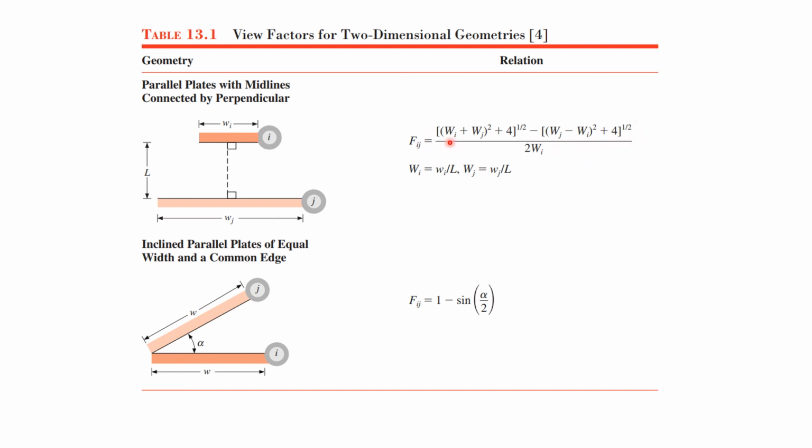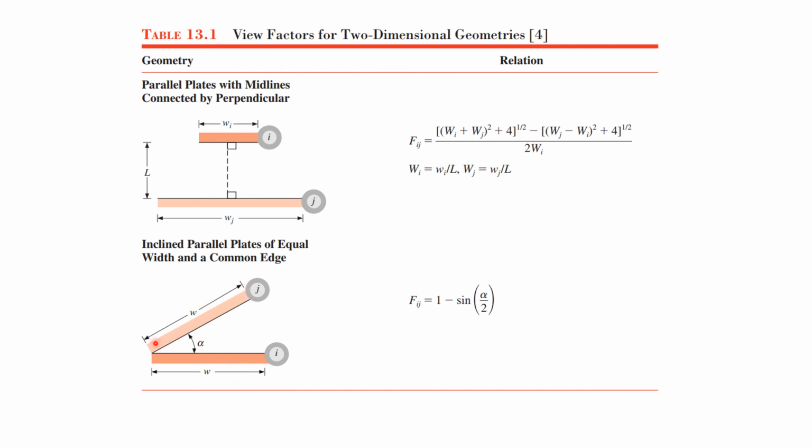So it will be the square root of (Wi plus Wj) whole square plus 4, minus the square root of (Wj minus Wi) whole square plus 4, divided by 2 times Wi, and they've defined the uppercase Wi as the length of the surface divided by the distance between the two surfaces. Okay, so if you get a scenario which resembles this particular case, you can directly use this equation to calculate your view factors.